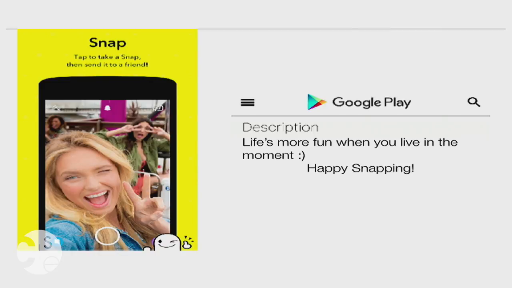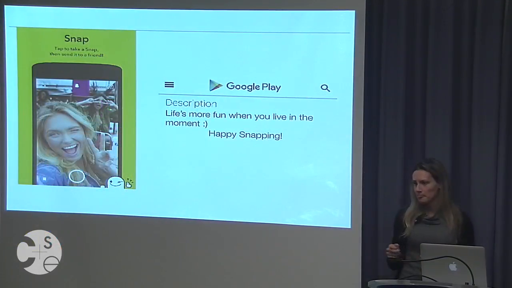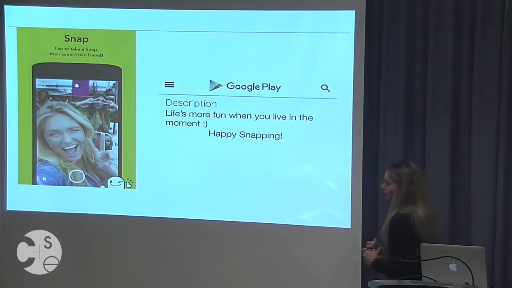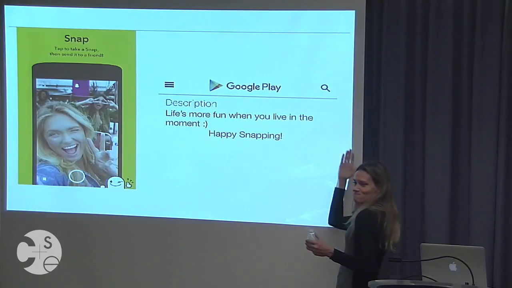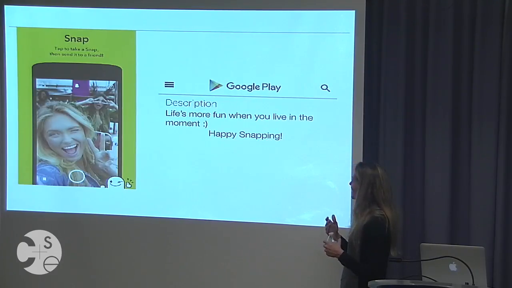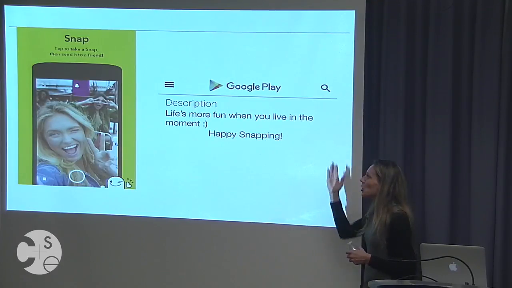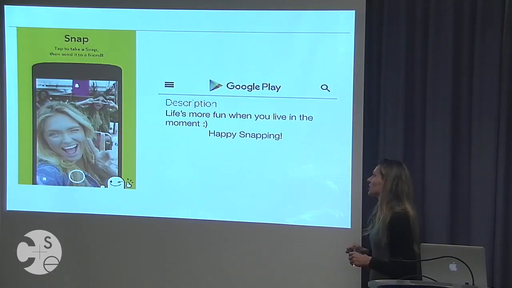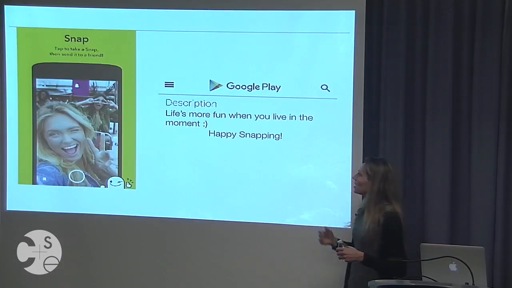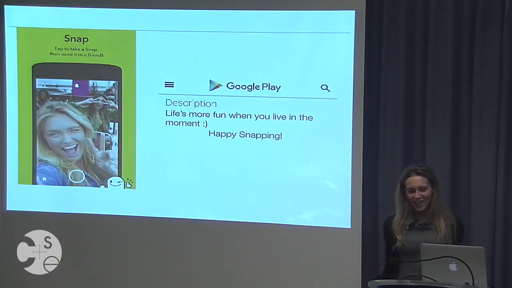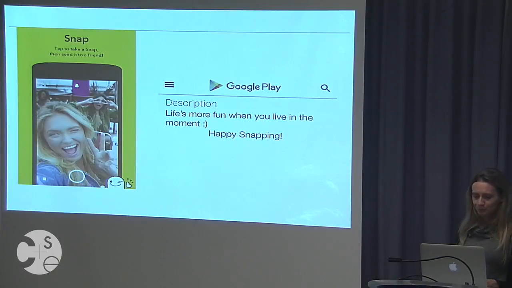This is the example of the description that appears on the Google Play for Snapchat. Snapchat is an application that allows you to send instant messages that disappear after a short time. But if you look at the description, it's completely non-informative, just because here they assume that users already know about Snapchat. So when we are in the presence of this kind of description, there is really little that we can do.